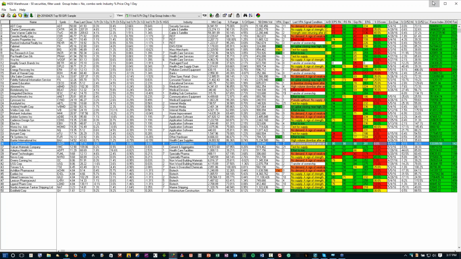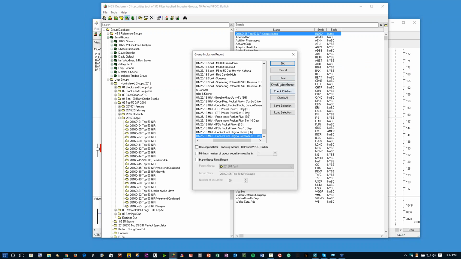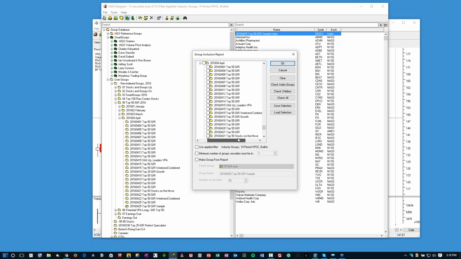But let's go in and make the weekly version of this. To make the weekly version, I go through this same process. I'll just clear this out this time rather than using the smart groups though. All I do is I go back down into these user groups that I showed you, and I will select the previous 5 days on a Saturday.